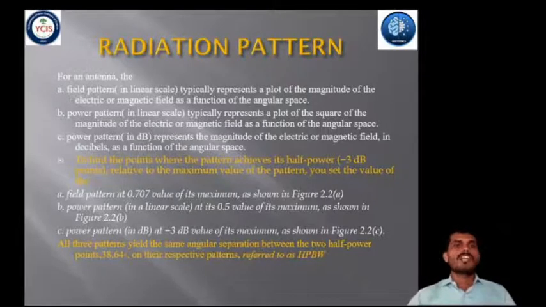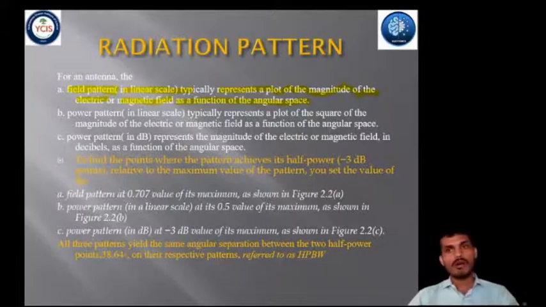Now, for an antenna, number one is that the field pattern in a linear scale typically represents a plot of the magnitude of the electric or magnetic field as a function of the angular space. This is the first point related to the linear scale with respect to the field pattern.